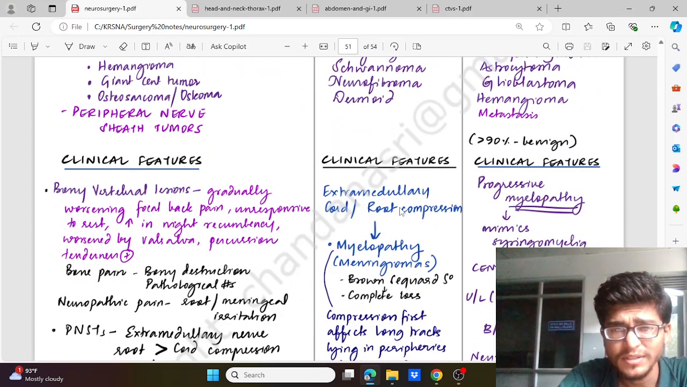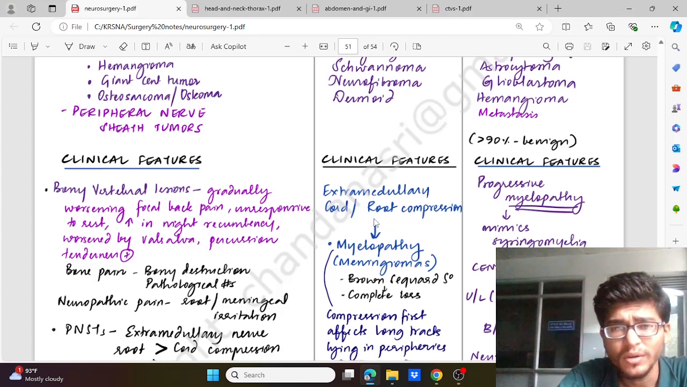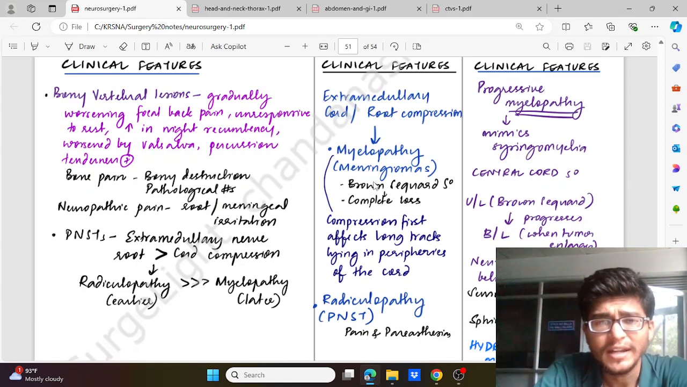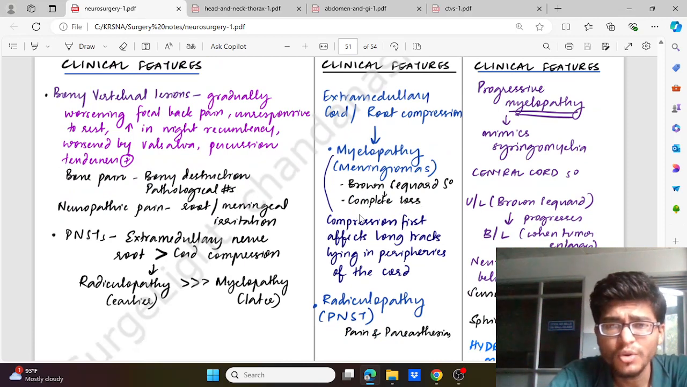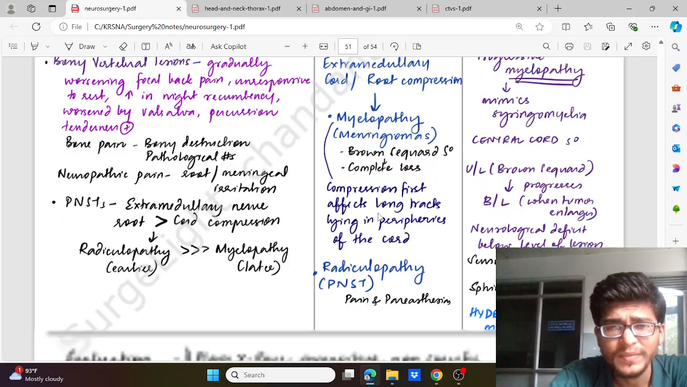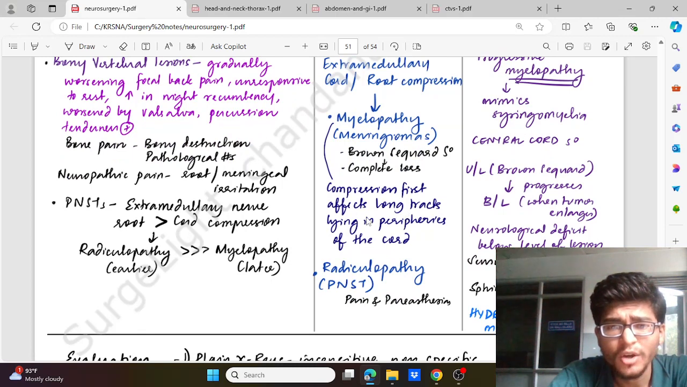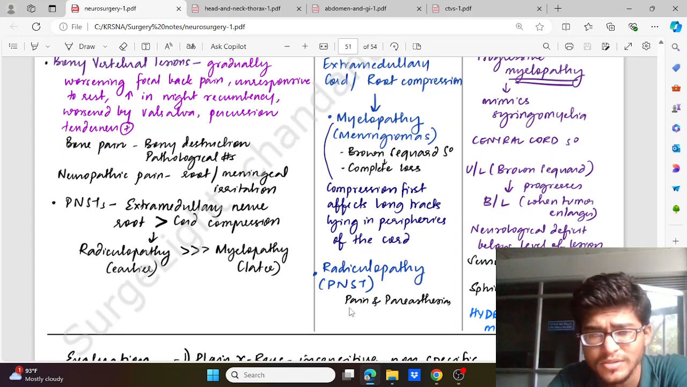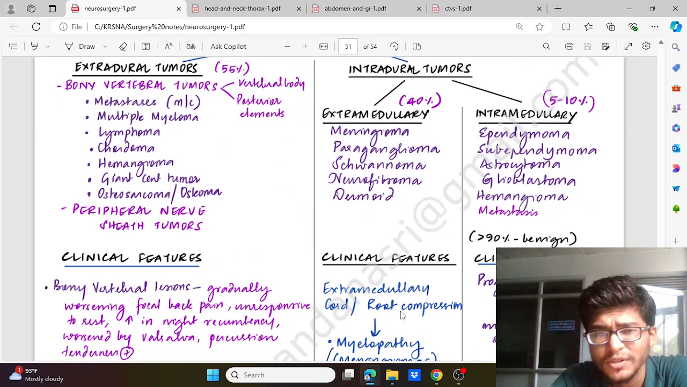So clinical features of these extramedullary tumors is extramedullary cord or root compression causing myelopathy, especially in the meningioma, and can also cause Brown-Sequard syndrome followed by complete loss. Compression first affects the long tract lying in the periphery of the cord, and later there will be radiculopathy associated with pain and paresthesia. These are the features for the extramedullary.